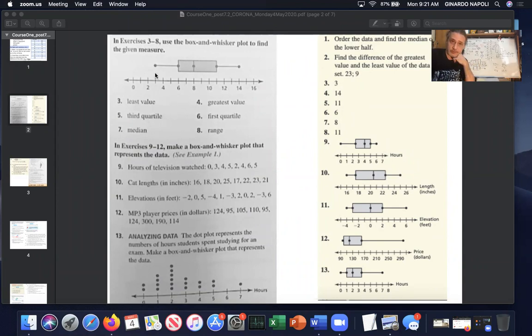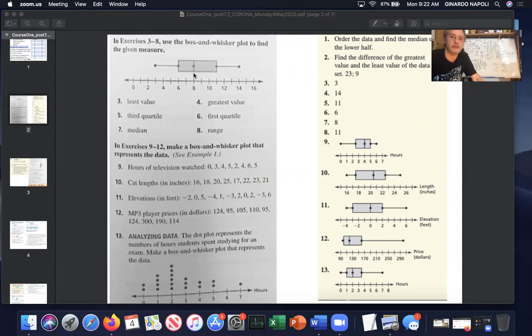Well, 3 would be the least value, the minimum. The first one was the lower quartile. The second one is the median. The third one would be the upper quartile, so 11. And I don't know if I said this, but sometimes we call those Q1, Q2, Q3. Sometimes I forget to say that. It's not a big deal, but okay.